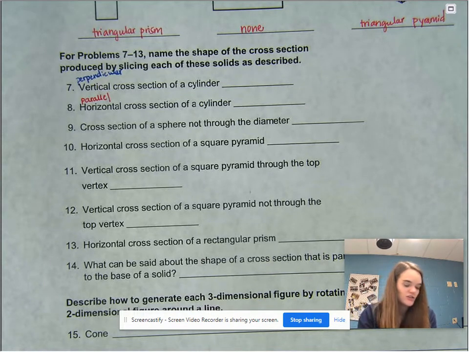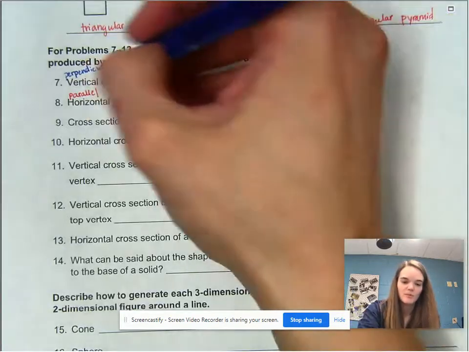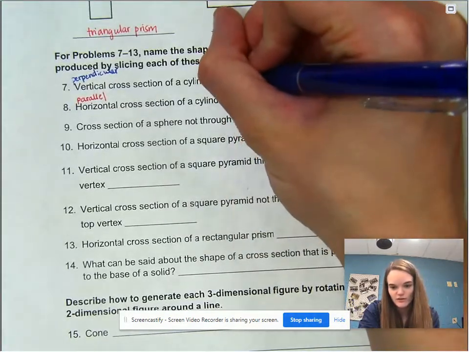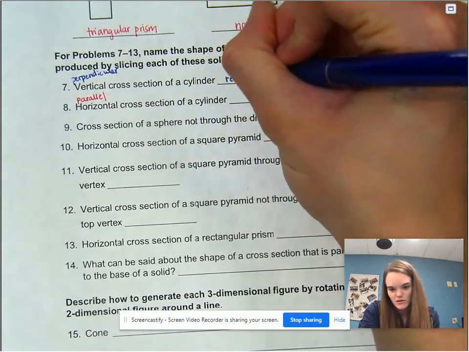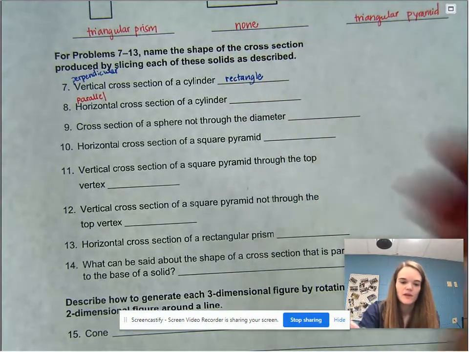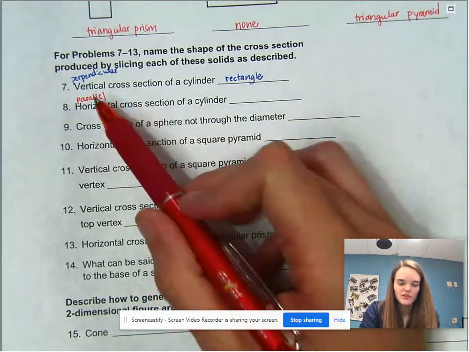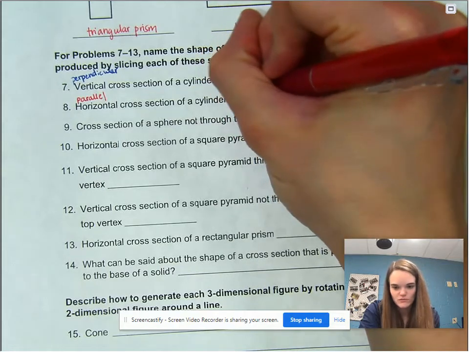Okay, a vertical cross-section of a cylinder. We answered this on the last one. The perpendicular cross-section of a cylinder is a rectangle. Same horizontal cross-section is a parallel cross-section, so it's a circle.